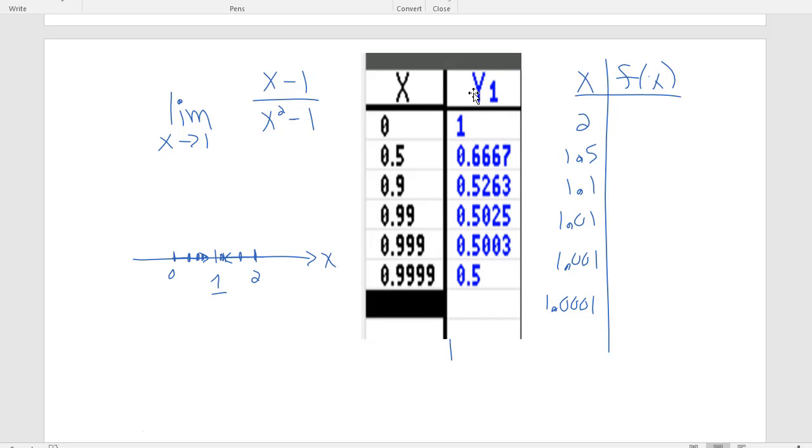Okay, so I copied and pasted. I did a little screenshot and put that table here. So there's our table values. And now what I want to do is take the same approach. I want to approach 1 from the right. So again, I'm going to start at 2, 1.5, 1.1, and I'm going to approach 1 from the right.